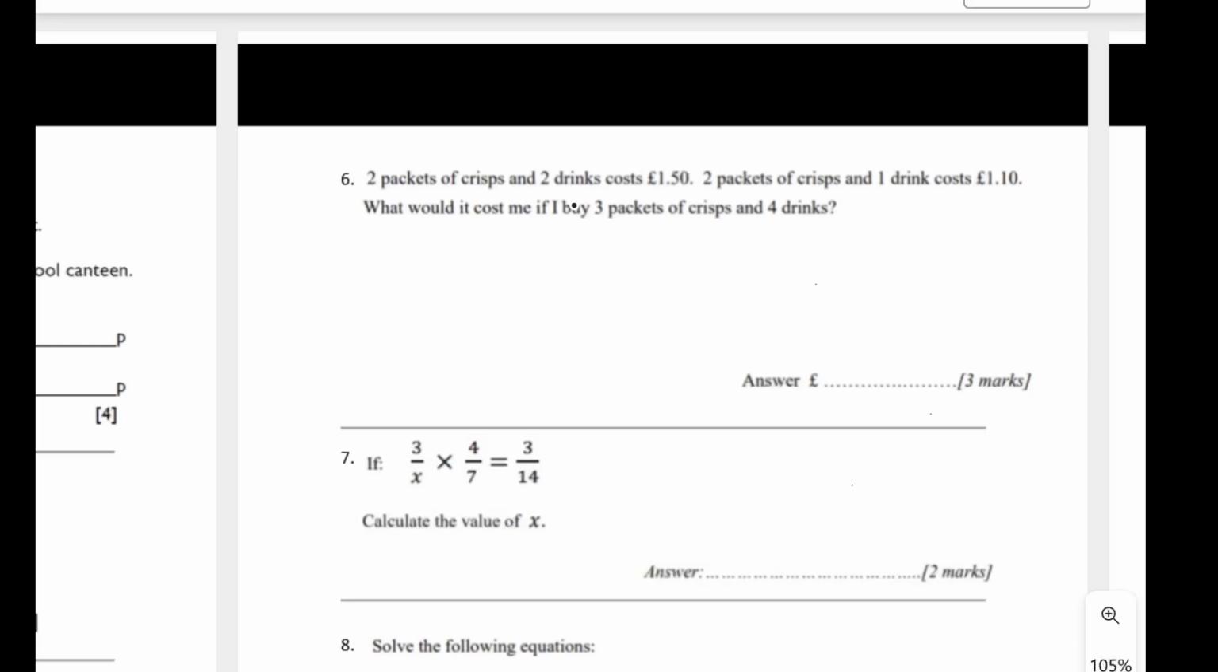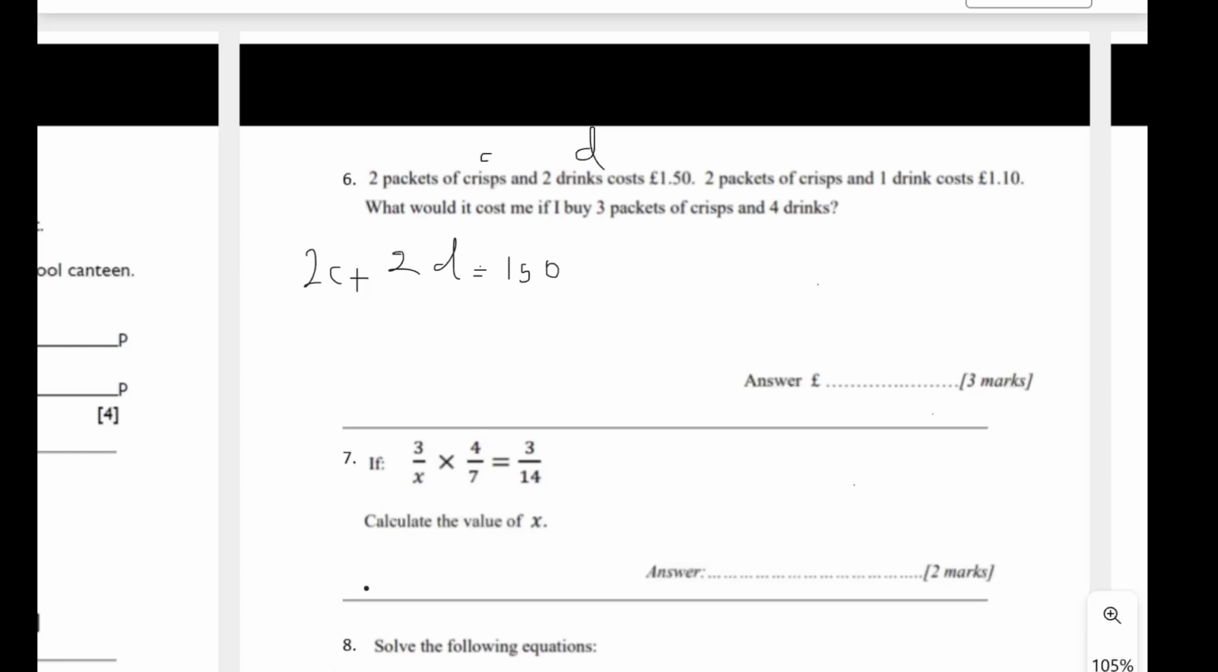So we are given some more simultaneous equations here. 2 packets of crisps, 2 drinks cost £1.50. So let's say crisps is equal to C, drink is equal to D. Now, let's begin writing our equations. 2C plus 2D is equal to 150. Let's write this in pence. We don't really want to work with decimals. So we have 2C plus 2D equals 150.